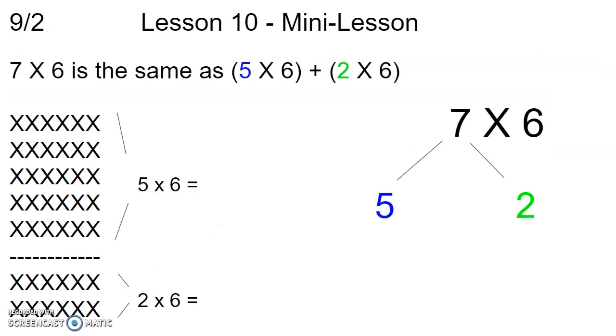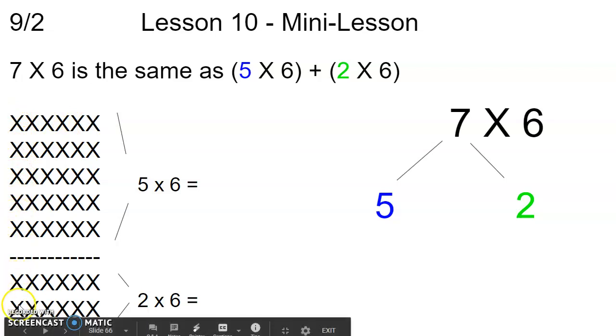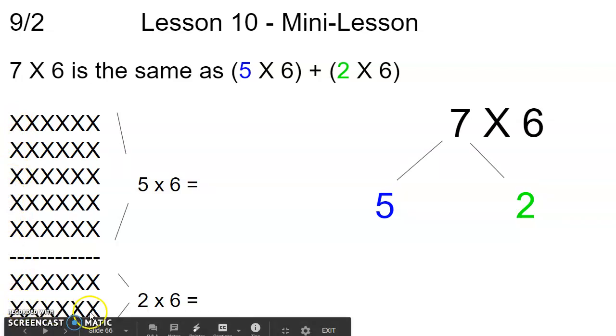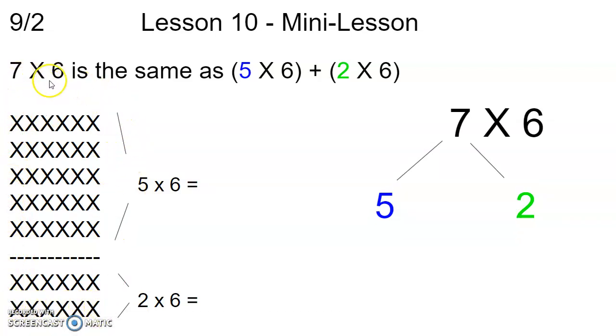Okay? So we're going to visualize 7 times 6 using an array. It's a model that you should be familiar with by now. And if you count, I've got 1, 2, 3, 4, 5, 6 X's in each row. And all together, I've got 1, 2, 3, 4, 5, 6, 7 rows. So in its totality, this array all together represents 7 times 6.